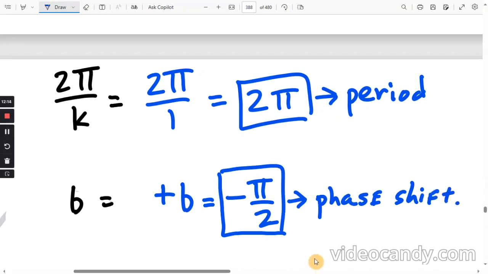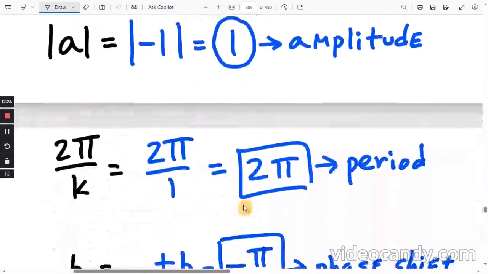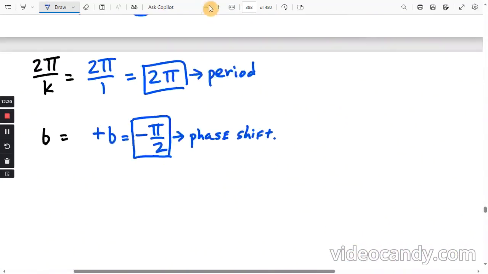So like I said, if you just take what you have in the parentheses, you have a positive pi over 2, and just change the plus minus sign, make it negative pi over 2. All right, so pretty simple.